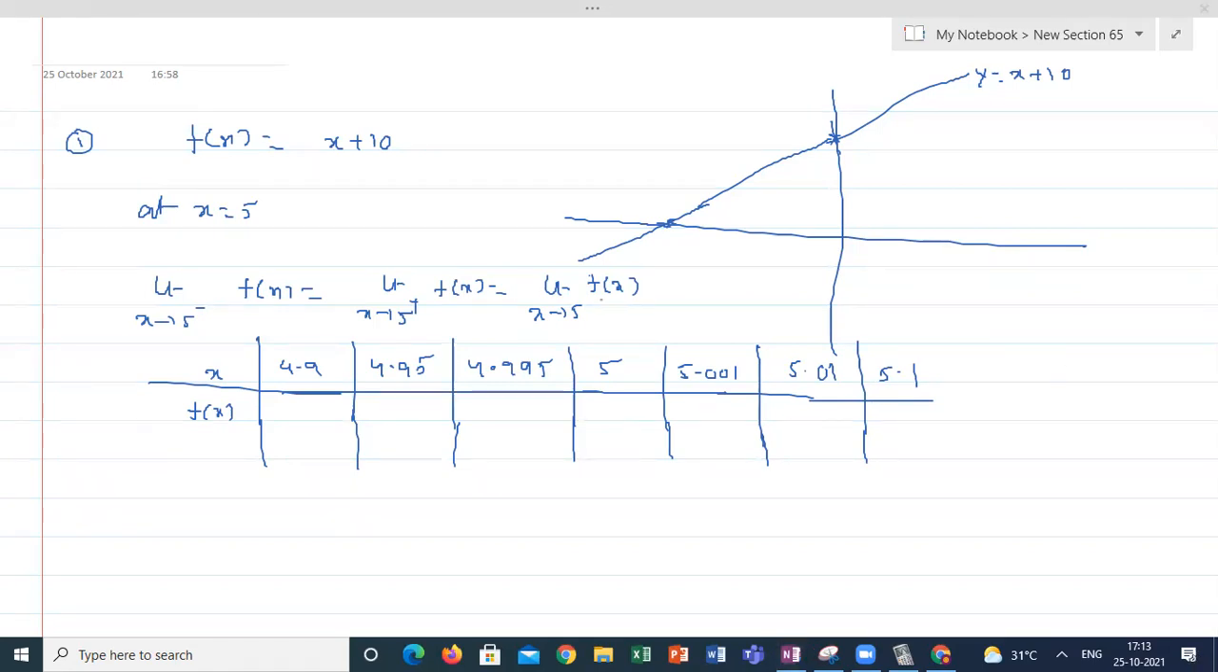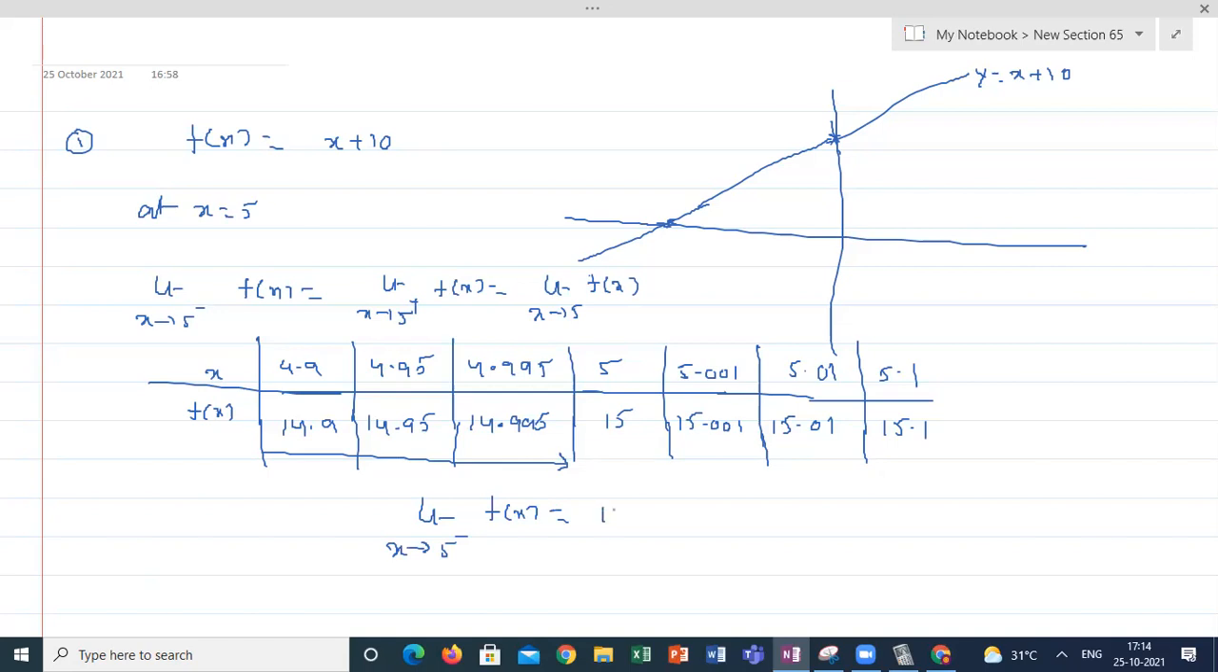This I am getting 14.9, 14.95, 14.995, 15, 15.001, 15.01, 15.1. What we can observe here, if limit x tends to 5 minus, the f of x value is almost approaching 15. Limit x tends to 5 plus, the f of x value is almost approaching 15 as well, when x is slightly greater. Limit x tends to 5, f of x is 15.